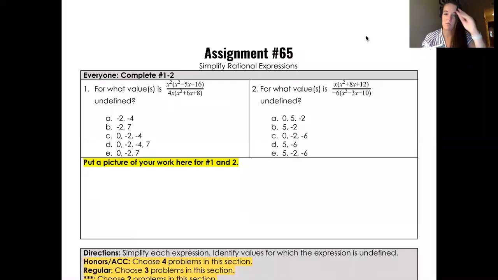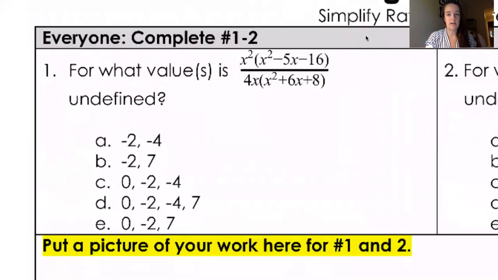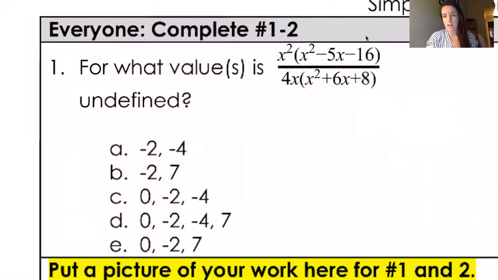Hi guys, this is a walkthrough for assignment 65, which is today. So we're looking at number one. I'll do number one and then you can try number two.